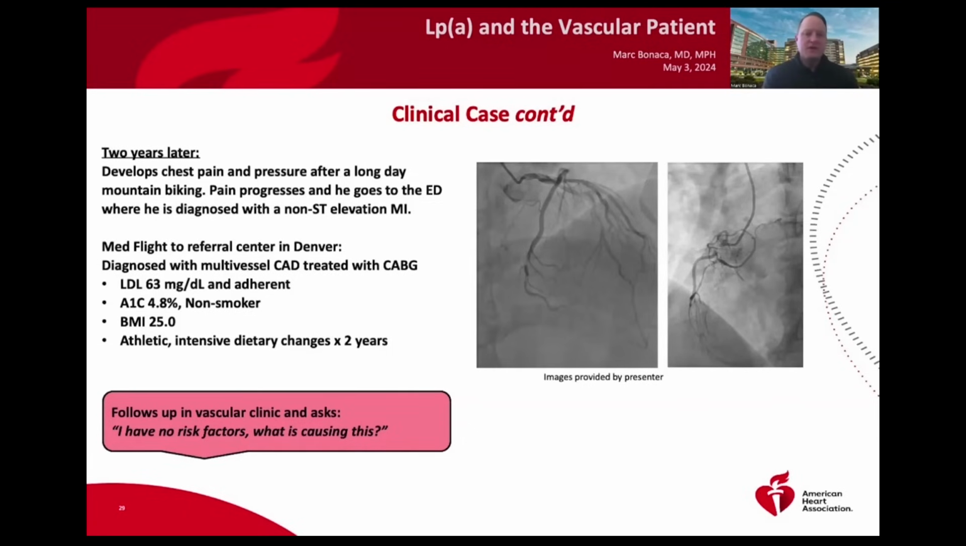On presentation, his LDL was 63 milligrams per deciliter. He was adherent to his statin therapy. It was less than the 70 milligram cut point, but above 55, still not terribly elevated, normal A1C, normal body weight. And he said to me, why is this happening to me? I've always lived a healthy lifestyle. I've never smoked. I've now had this limb outcome, and I've now had multivessel coronary disease.